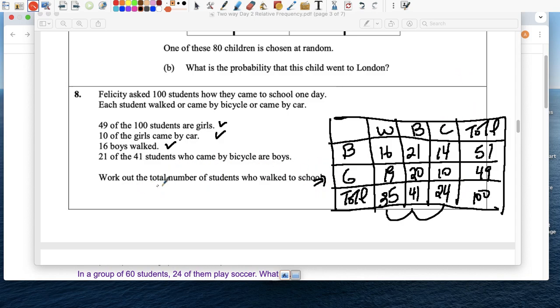Work out the total number of students who walk to school. This one is just 35, not 35 out of 100, but just 35. Okay.